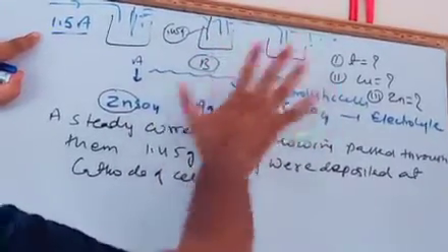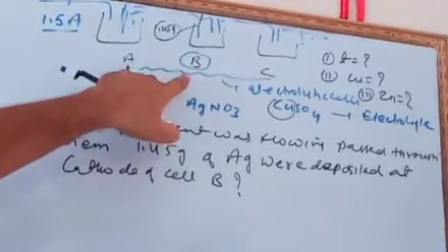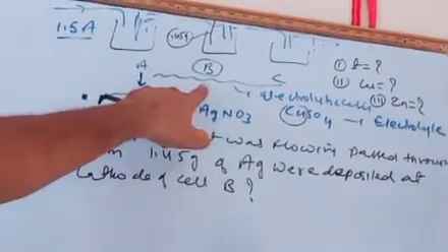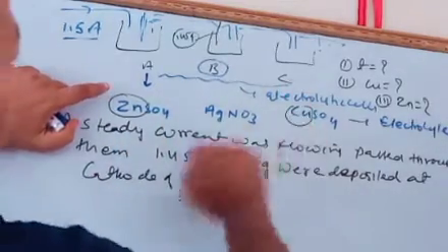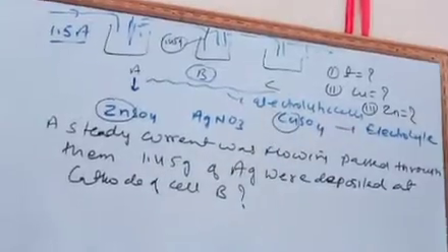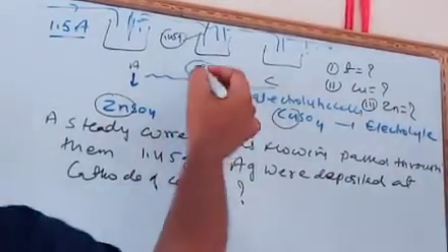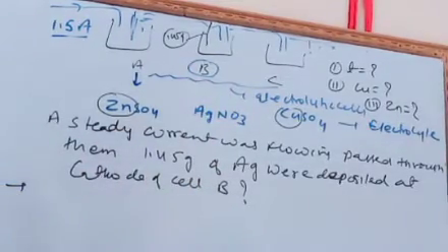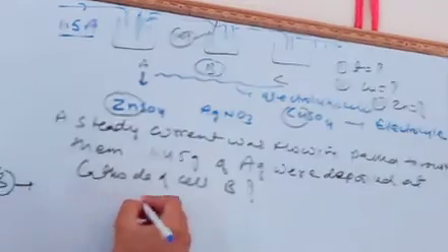Now, before starting the numerical, what will we do? First we will calculate the charge with the help of cell B, silver. After calculating the charge, we will calculate the mass of zinc and the mass of copper by using Faraday's second law of electrolysis. Now we are going to start this numerical. Very simple. Suppose there is a cell B, and the reaction takes place in cell B.